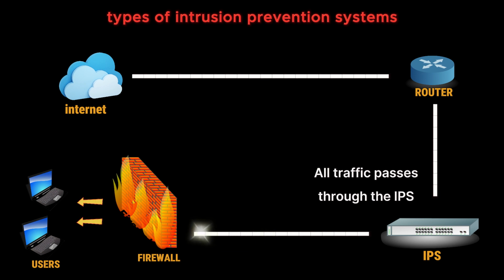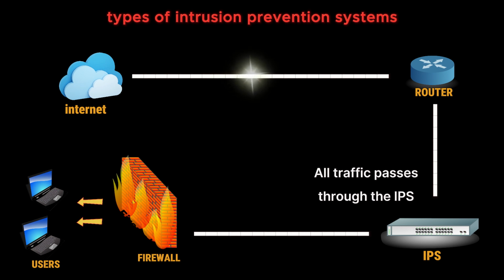Intrusion prevention systems are categorized based on where they sit in a network and what kind of activity they monitor. Many organizations use multiple types of intrusion prevention system solutions in their networks. We have some different types of intrusion prevention systems.